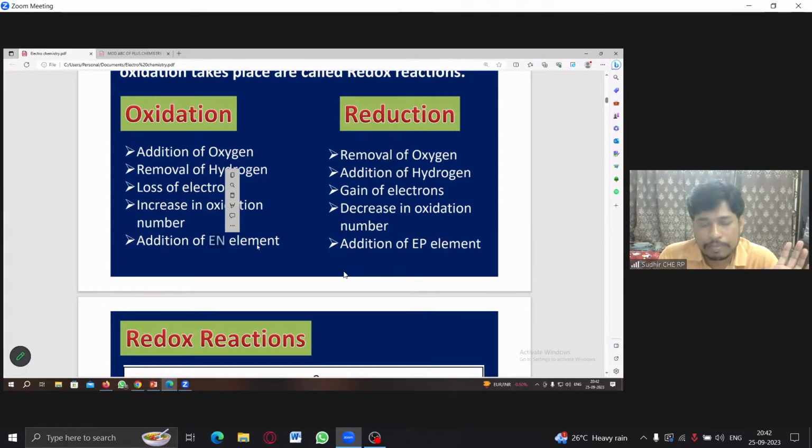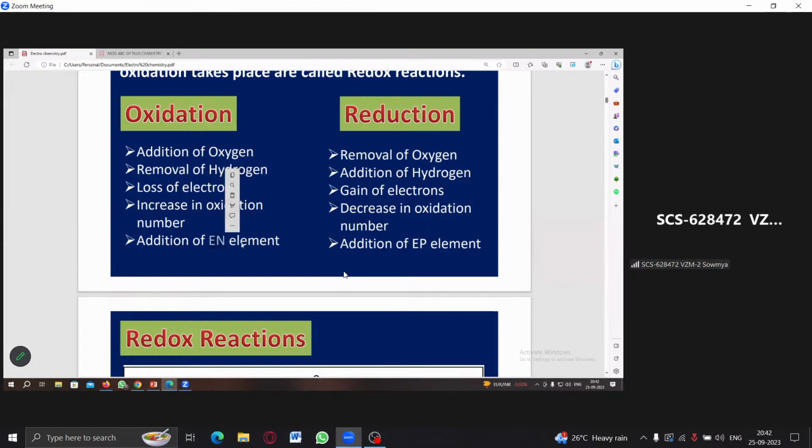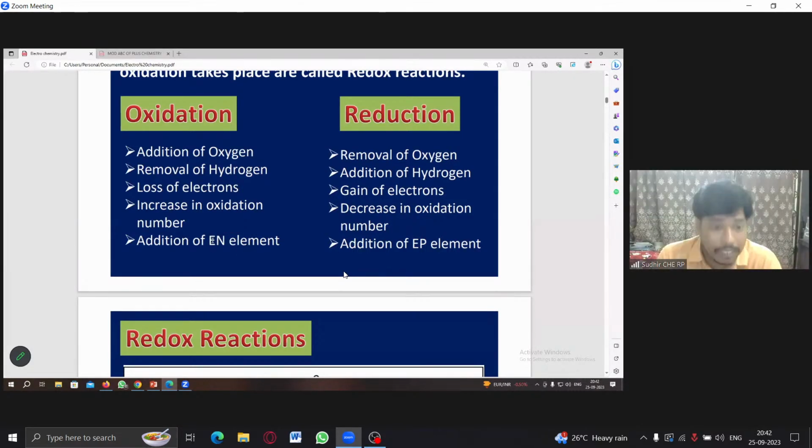Sir, you said oxidation means loss of electrons. Yes, that's what I will give you clarity on. That's the reason I am asking. Generally, anybody can remember a definition or statement, but we need to understand the reason behind why we define it in such a way. That's what I'm trying to give you clarity on.